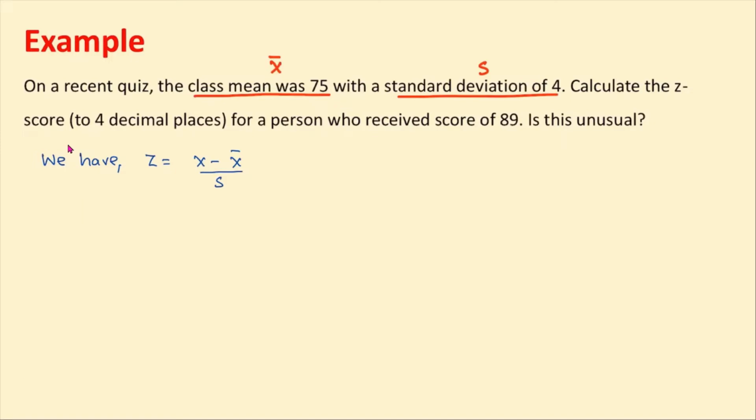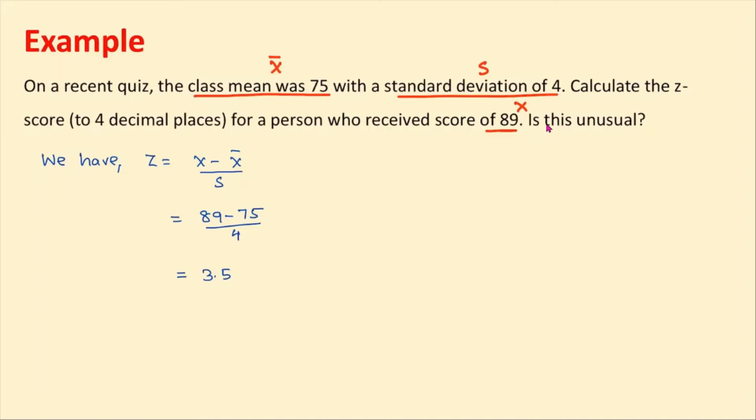So we are asked to calculate the z-score to 4 decimal places for a person who received a score of 89. So that's their x value, and all we need to do is plug in those values. So x is 89, x bar is 75, over 4. So 89 minus 75 divided by 4 will be 3.5. So the z-score is 3.5. That means 89 is 3.5 standard deviations above the mean.